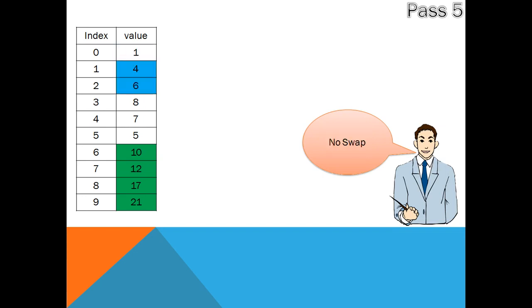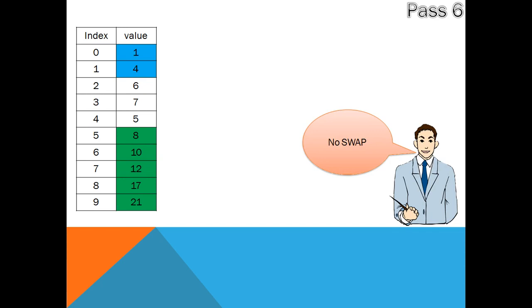Now let us move to pass 5. No exchange. No exchange. Exchange required. No exchange. 8, 7. Exchange required. Then 8, 5. Exchange is required. 8 is moved to the 5th position. Now 8 is also a part of the sorted part of the array.